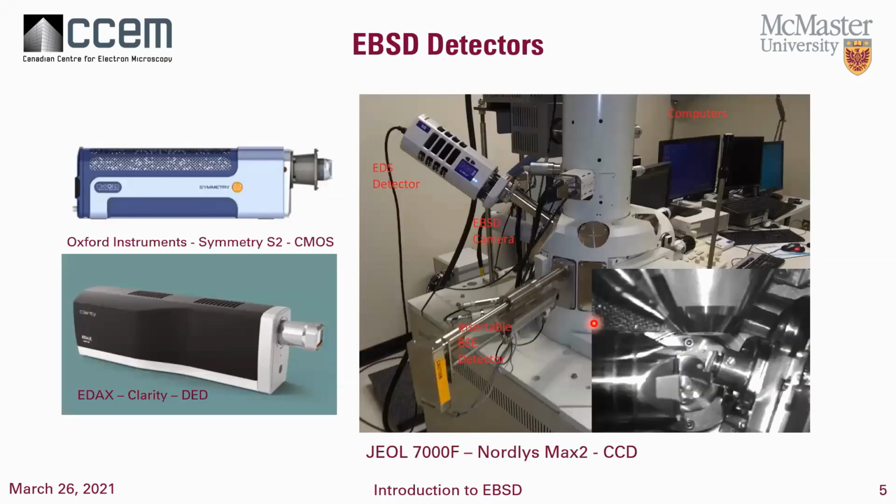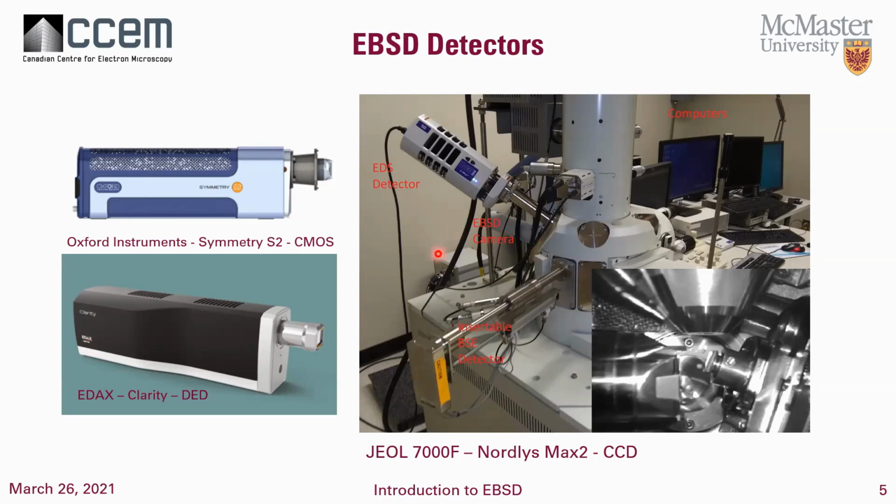Now, generally, we refer to the EBSD system as having a detector. But in actual fact, for most EBSD systems, there's actually a camera involved. There is an exception to that now. EDAX does make a direct electron detection system, which, instead of using a phosphor screen and a camera, directly detects the backscatter electrons which are used for forming the pattern.